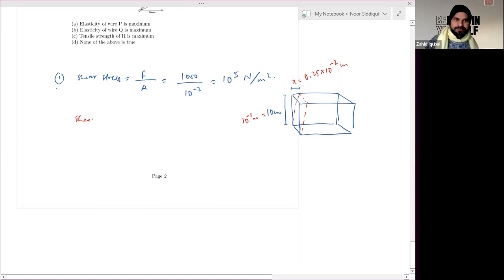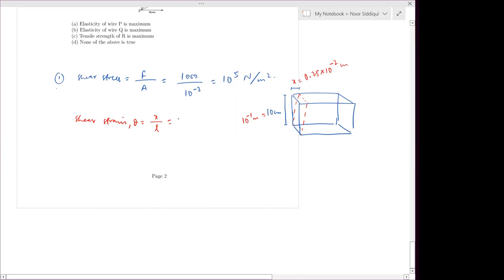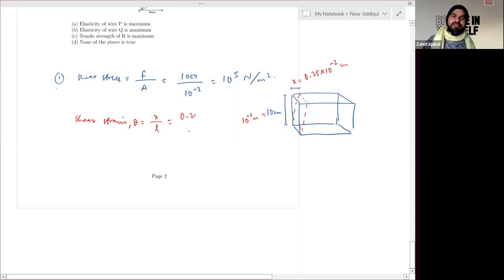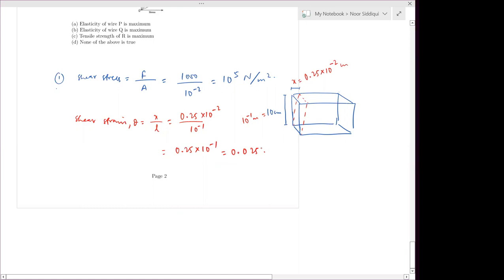So shear strain is nothing but theta. So it will be equal to X by L. Is it clear? Yes, sir. So we have X as 0.25 divided by L, 10 to the power minus 1. So on solving, you'll get 0.25 into 10 to the power minus 1 or 0.025. Is it clear? Yes, sir.